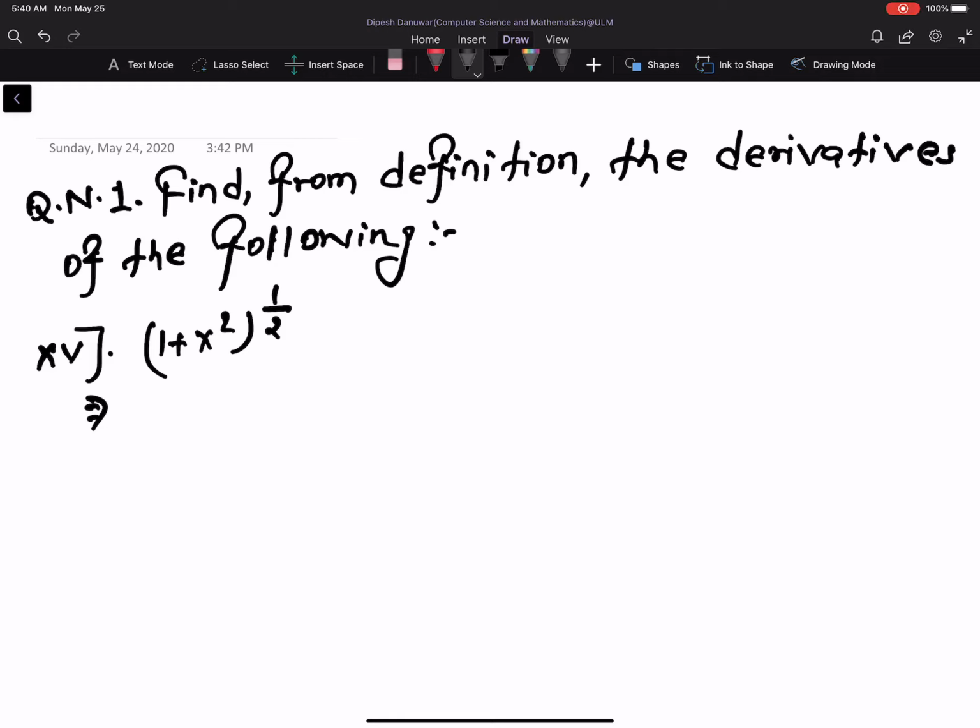Hello everyone, today we are focusing on finding the derivatives of something from the definition of derivatives. So we choose the problem from the exercise, where you have to find the derivative of (1 + x squared) to the power 1/2.